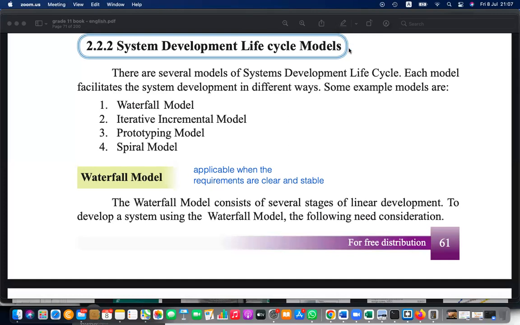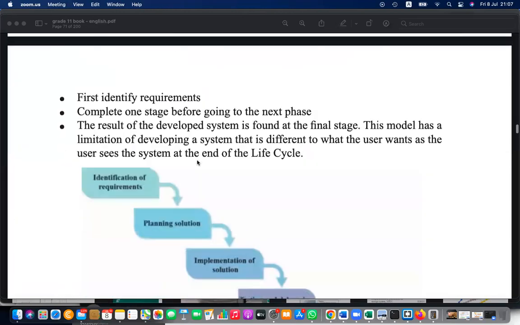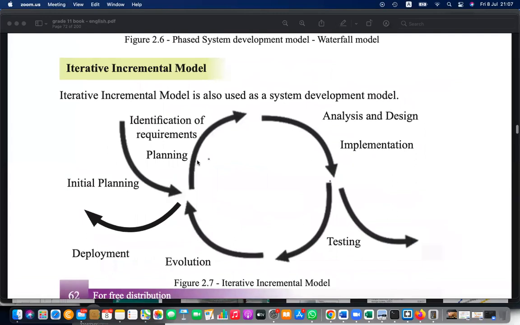Okay, then the iterative incremental. This is where the same steps are followed again and again. You can see the planning stage, initial planning, and after that the small planning according to the requirement, then analyzing, designing, implementation, testing, evaluation, and deployment, handover. Again, the next requirement is taken and handed over. Next requirement. This is like continuous repetition.